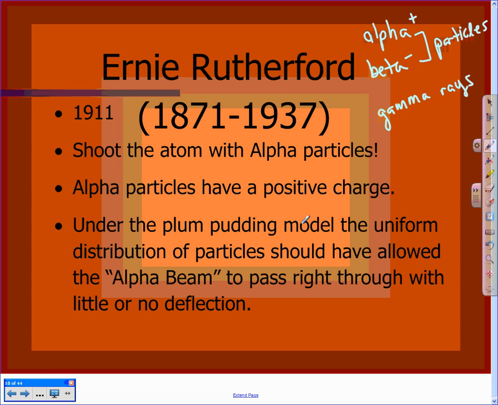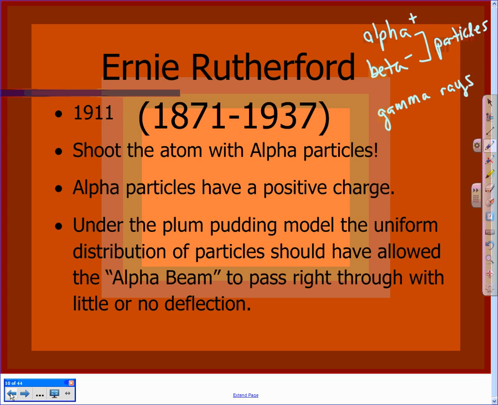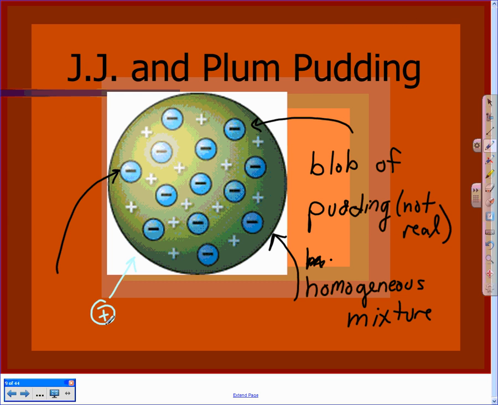Under the plum pudding model, the uniform distribution of particles should have allowed the alpha beam to pass right through with little or no deflection. Oh, sorry. I obviously am a little rusty on my terms here. Technically speaking, ignore what I just said about JJ and the plum pudding model. All right, I apologize. And here's what Ernest Rutherford thought would happen.